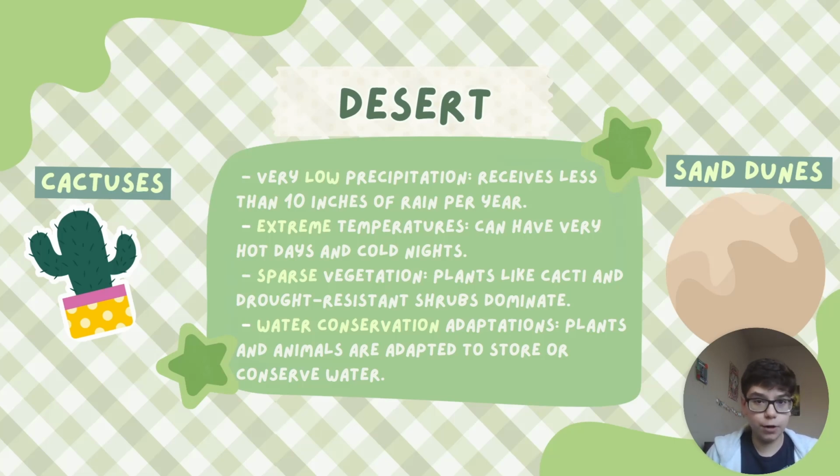So you're going to have lots of sparse vegetation. Plants like cacti and drought-resistant shrubs are going to mainly be the only plants there. Not a lot is able to survive due to extreme temperature changes and low amount of water. Because of this low amount of water, we're going to see a lot of water conservation adaptations. Plants and animals are adapted to store and conserve water. So our cactus comes in.